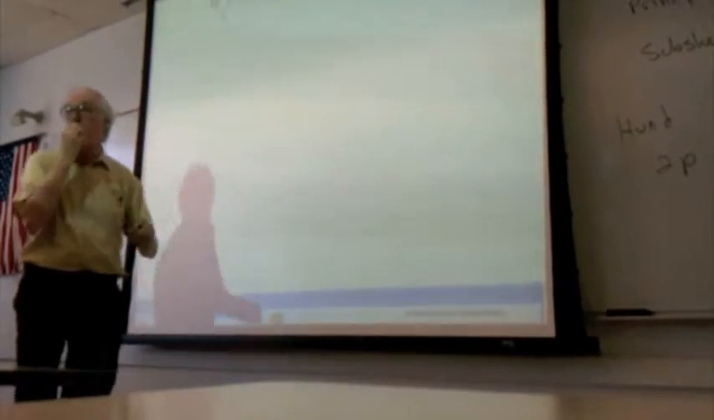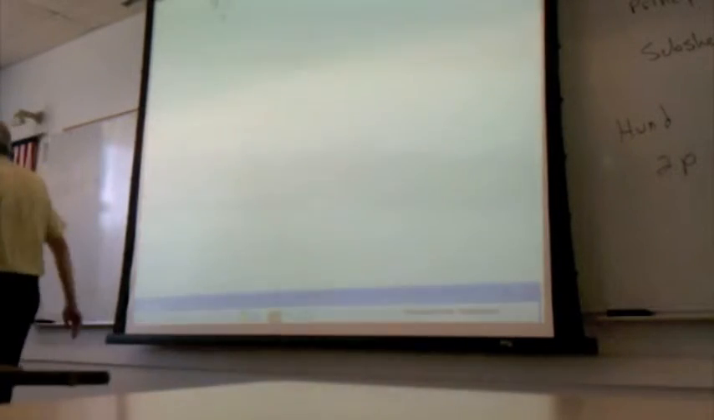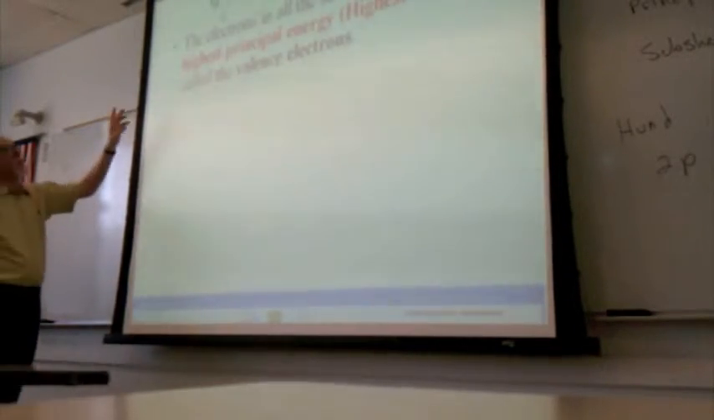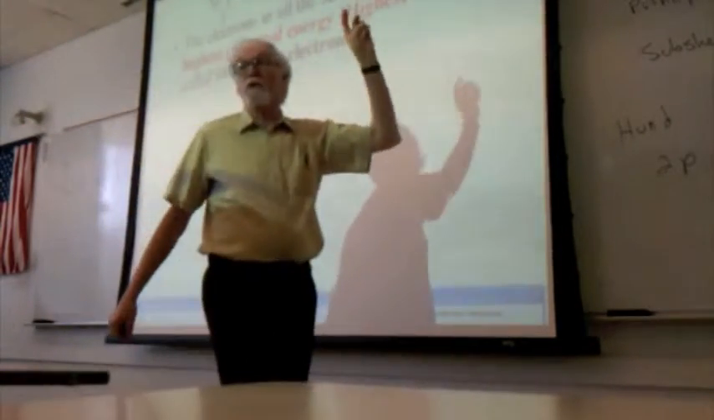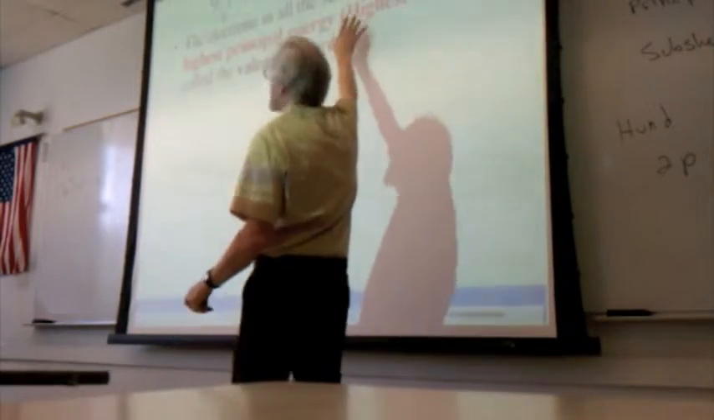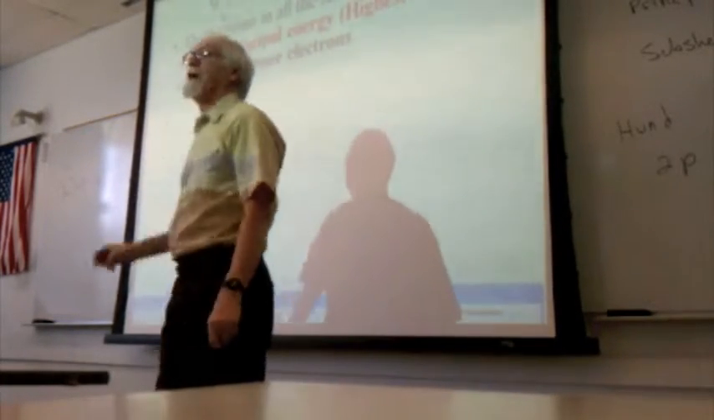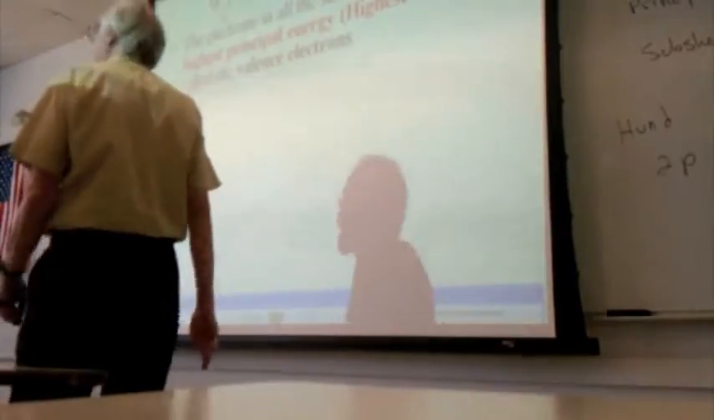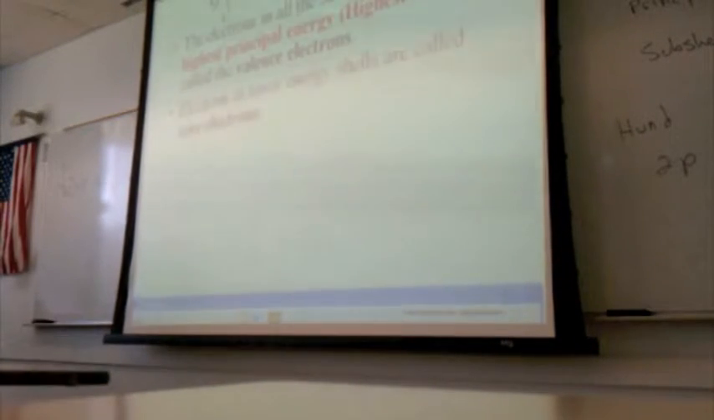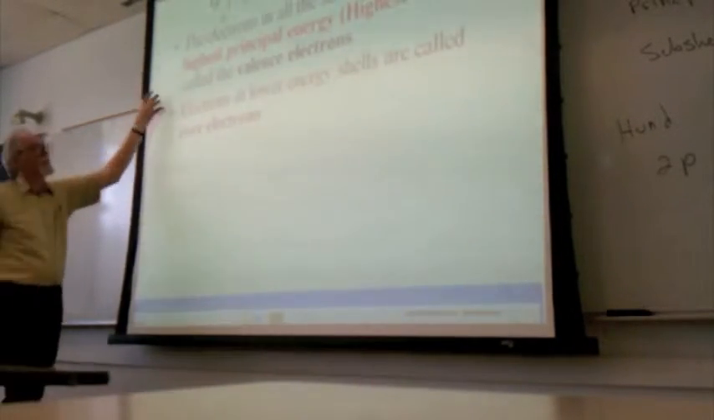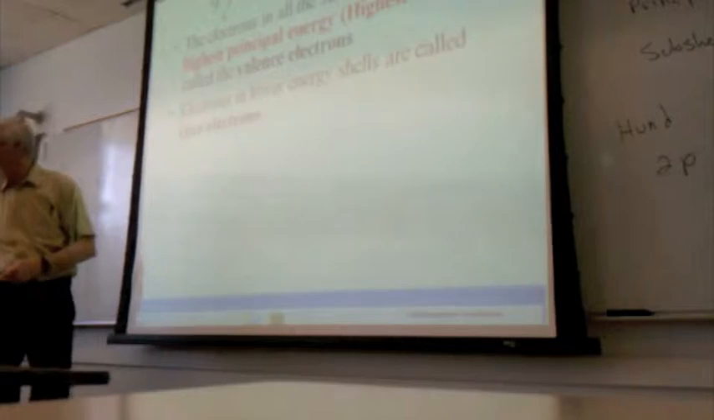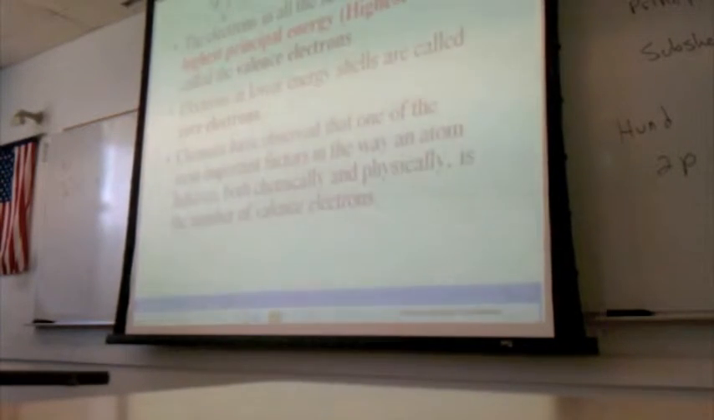I'm going to introduce one more thing, and then we'll stop here and come back, because this is a very important concept in a later chapter: valence electrons. The electrons in all the subshells with the highest principal quantum number are called valence electrons. Those are the ones involved in chemical bonding. Anything below those, below n equals maximum, are the core electrons.